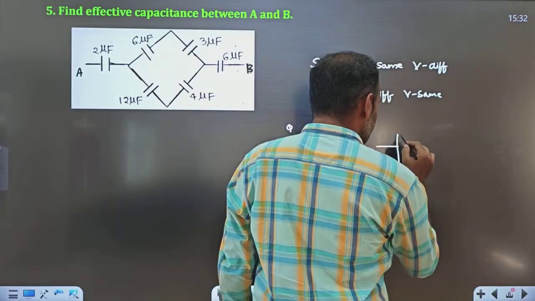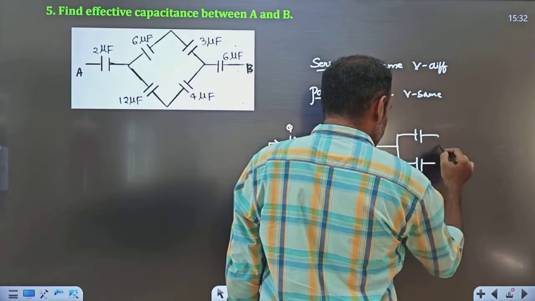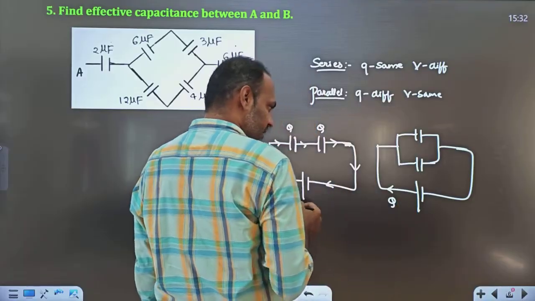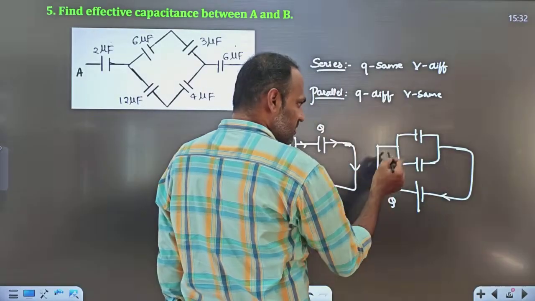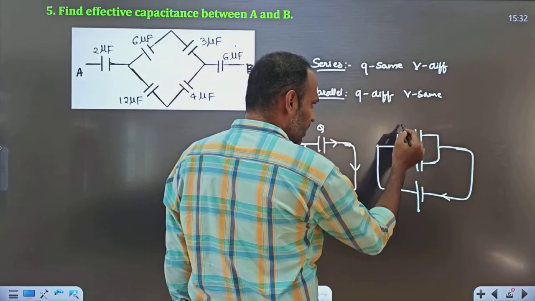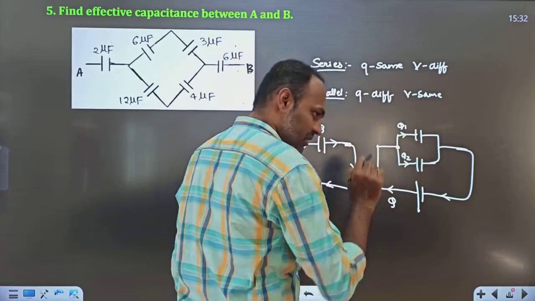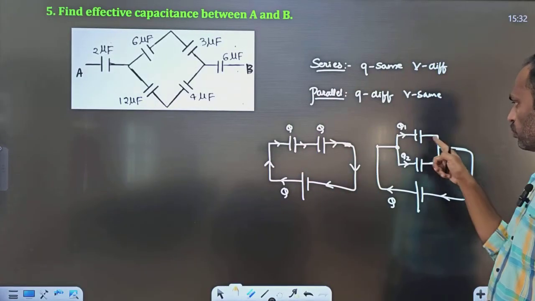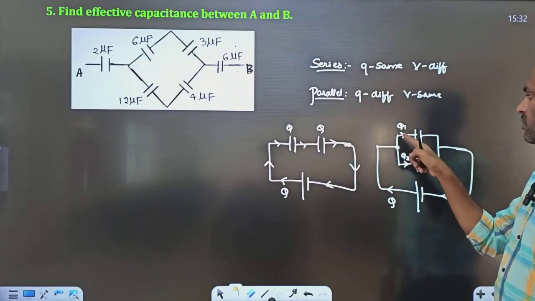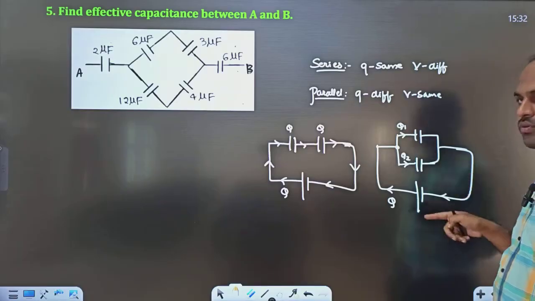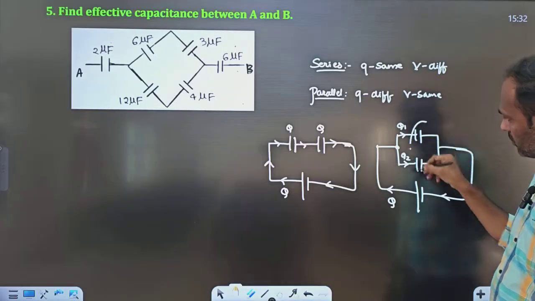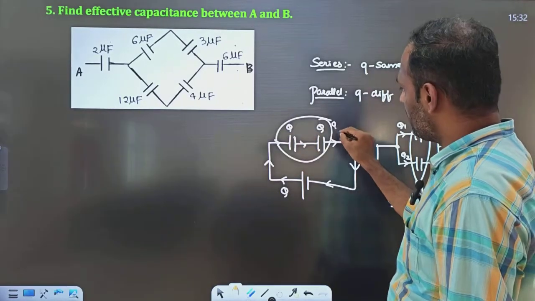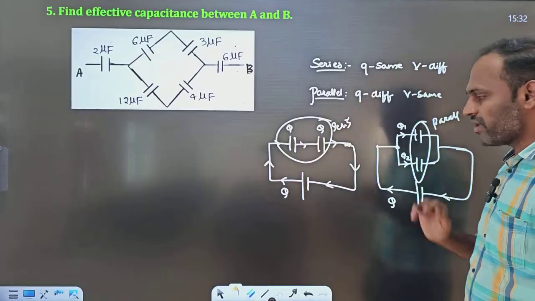If these both capacitors are connected like this to the same battery, now somehow Q charge is coming out from the battery and it has to come back to negative also. This Q charge, after coming to this point, will get divided in two parts because it is having two paths further. This is one path, this is second path. Two routes it has. So this Q will get divided in two parts, Q1, Q2. Since the charges are different, these both capacitors are said to be in parallel. If the charges are different, they will be in parallel. If the charges are same, they will be in series. This is how we have to identify.